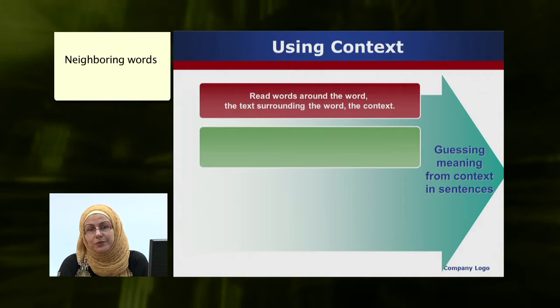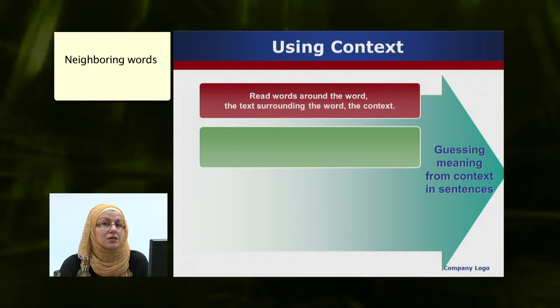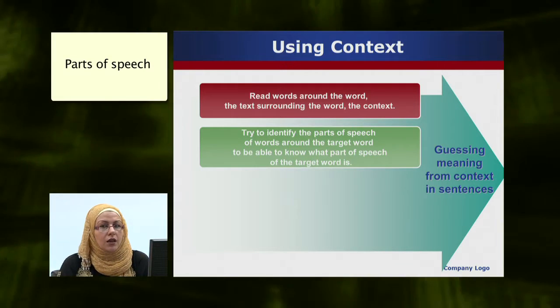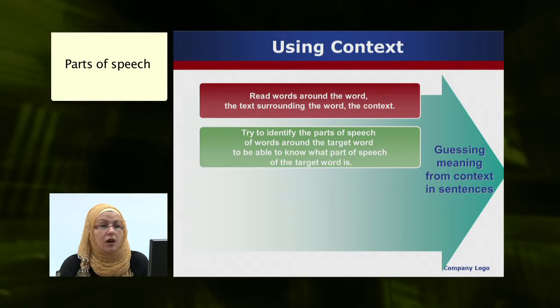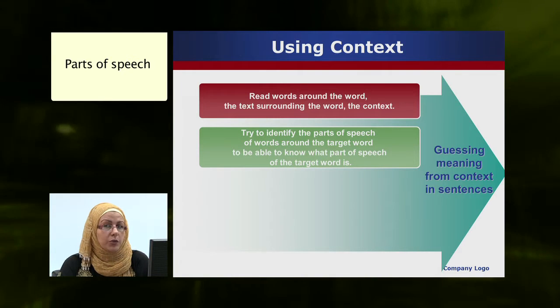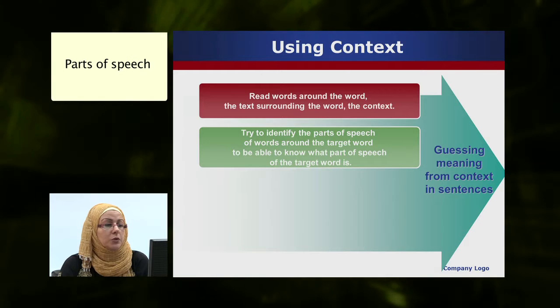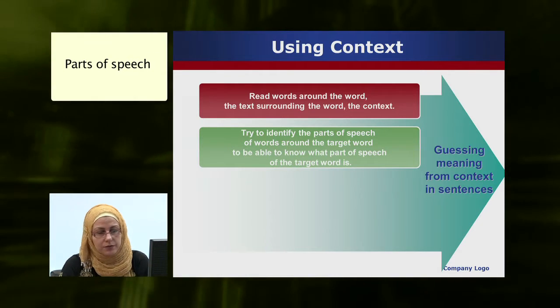How do you do it? You simply read words around the target word, the text surrounding the word. That's called the context. You should also try to identify the parts of speech of the new words, and also the parts of speech of the words around the target word, to be able to know what part of speech the target word is.